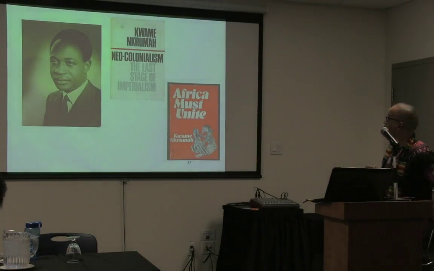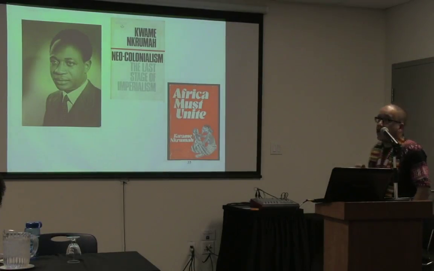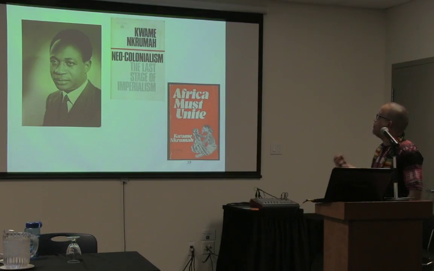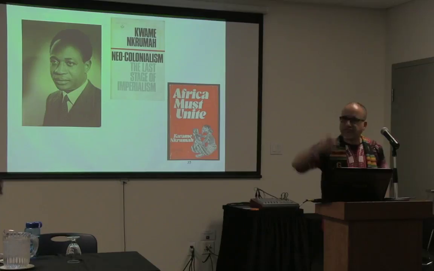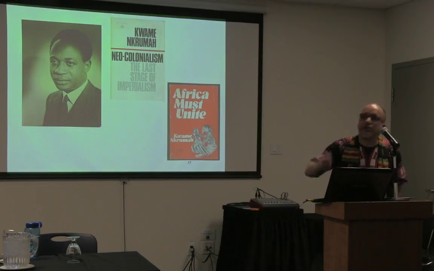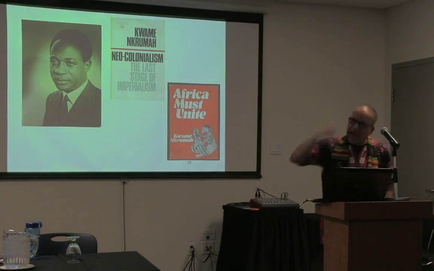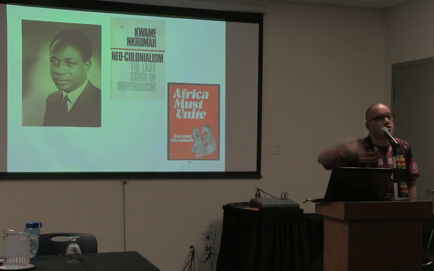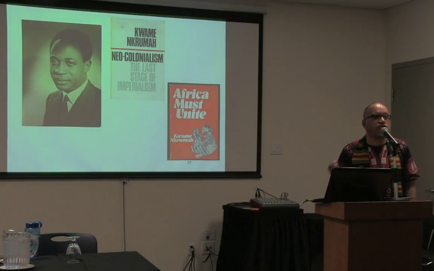Of course, Nkrumah becomes extremely important. Nkrumah obviously leads Ghana to independence in 1957, and he becomes committed to this idea of African unity. At one point he says, Ghana's independence means nothing without the independence of Africa. And at various conferences he articulated the need, not only to end colonialism in Africa, which is still an ongoing struggle, but for Africans to unite.